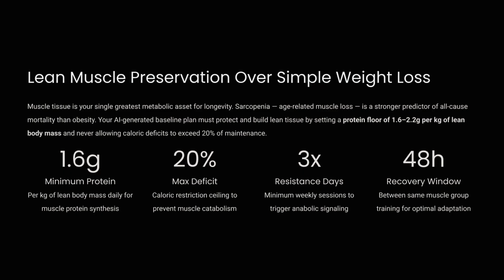Prioritize lean muscle preservation over simple weight loss. Muscle is your greatest metabolic asset. Your baseline plan should protect lean tissue by setting a protein floor of 1.6 to 2.2 grams per kilogram of lean body mass. Never exceed a 20% caloric deficit to prevent muscle catabolism.